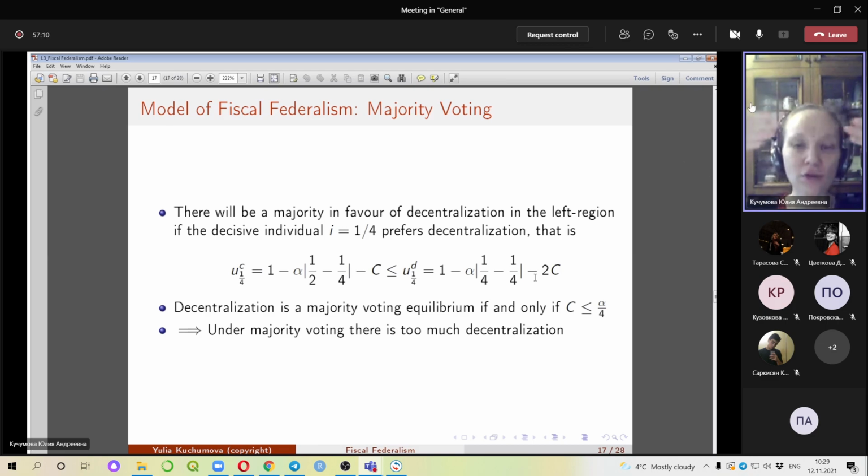Right? So the regions are symmetric. The right region is a mirror reflection of the left region. You can check this mathematically, but intuitively that is the explanation. And if the left region prefers decentralization, then the right region would also prefer decentralization.